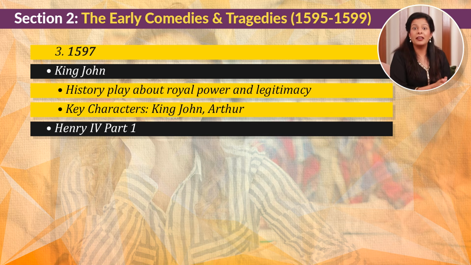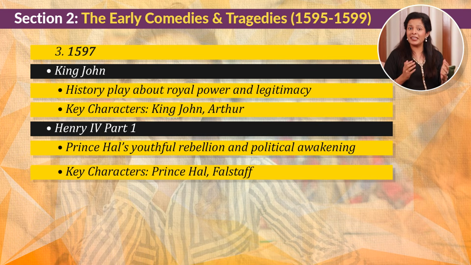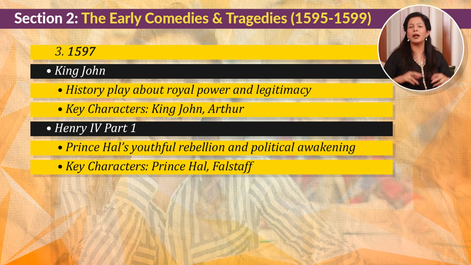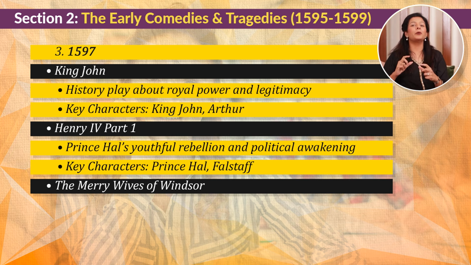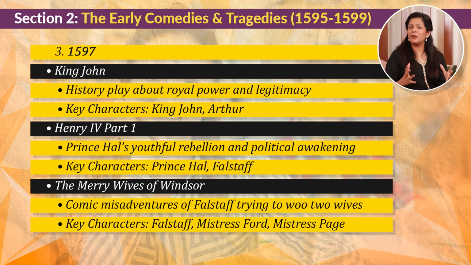The second is Henry the Fourth Part 1, focusing on Prince Hal's youthful rebellion and friendship with Falstaff. The main characters are Prince Hal and Falstaff. And the third is The Merry Wives of Windsor, a comedic tale involving Falstaff's humorous attempts to woo two married women, Mistress Ford and Mistress Page.